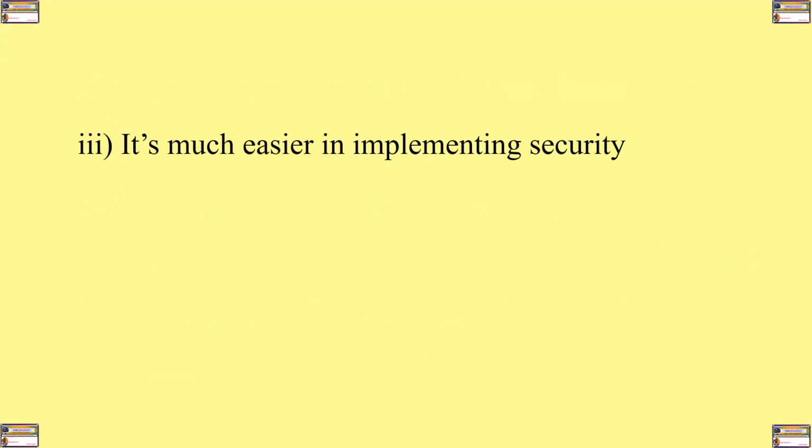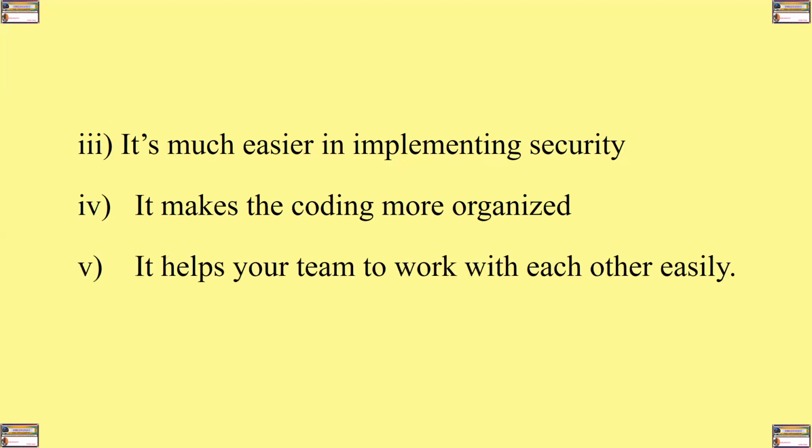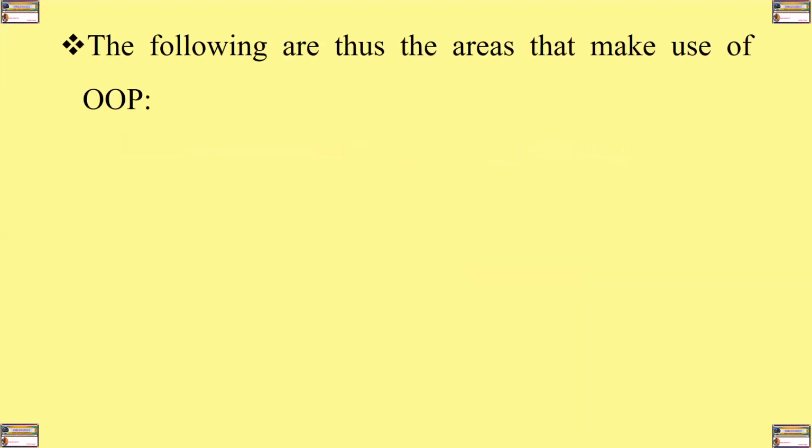Number three, it's much easier in implementing security. Number four, it makes the coding more organized. Number five, it helps your team to work with each other easily. Therefore, the following are some of the areas that make use of object-oriented programming.